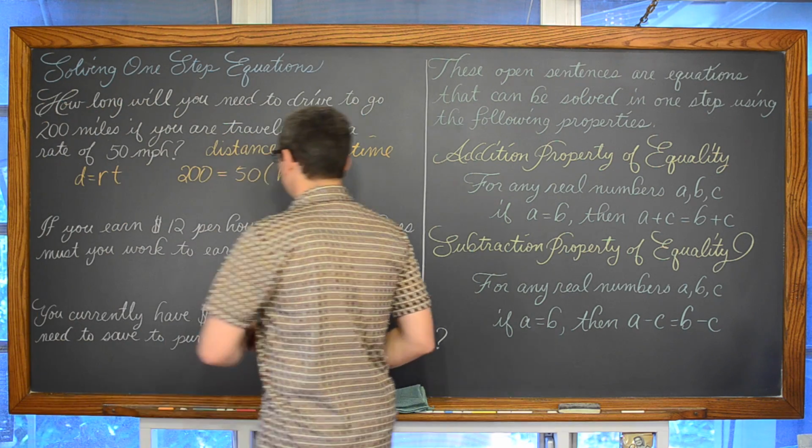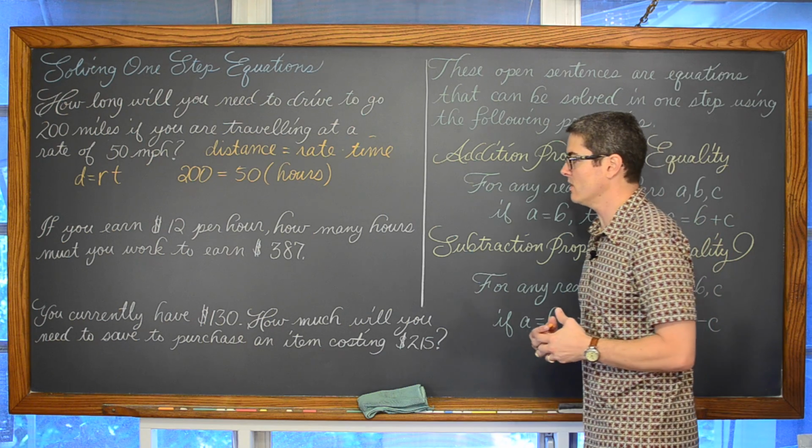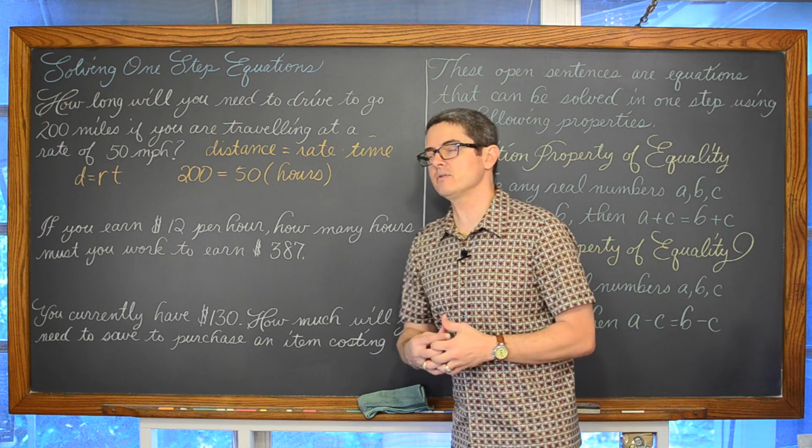If you earn $12 per hour, how many hours must you work to earn a total of $387?